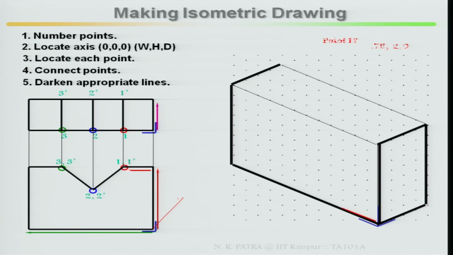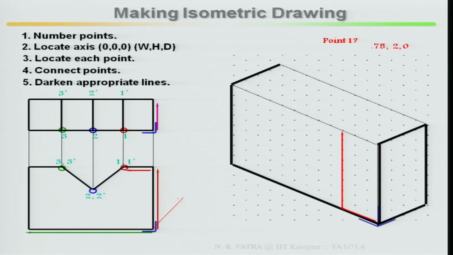Once you mark it, go one by one. Locate 1 prime or 1. First you locate 1 2 3. Then accordingly in the depth direction you locate your 1 prime, 2 prime as well as 3 prime. So mark your coordinates where it lies in the width. This is your 1 2 3, then this is the distance, this is your height, this is your width.